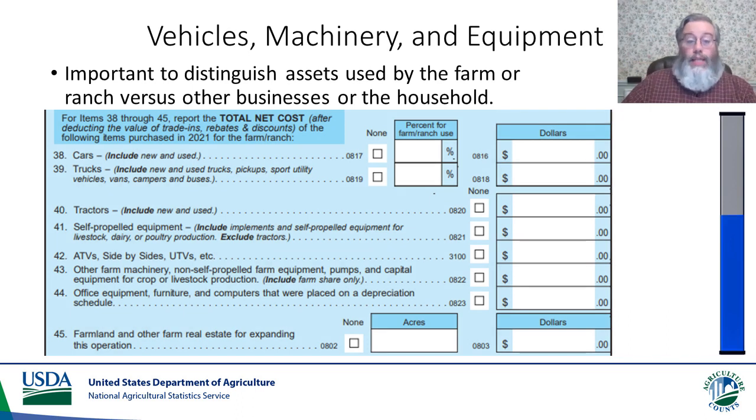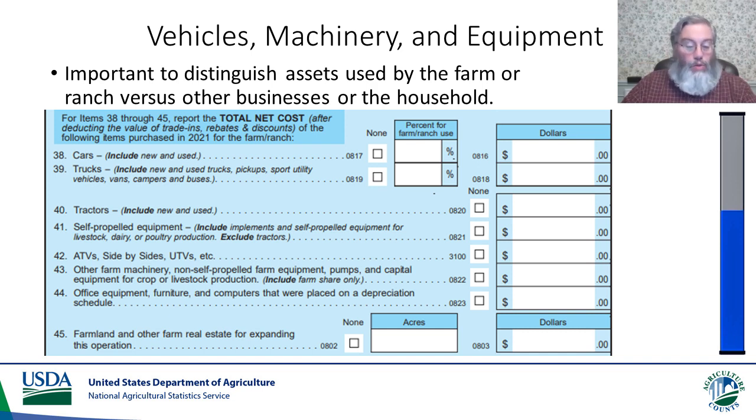The next several questions focus on vehicles, machinery, and equipment purchased for the operation. Question 42, regarding expenses for all-terrain vehicles, side-by-sides, and utility task vehicles, is now its own question. In previous years, expenses for these types of vehicles were included with what is question 46 that asks about all other capital expenses.